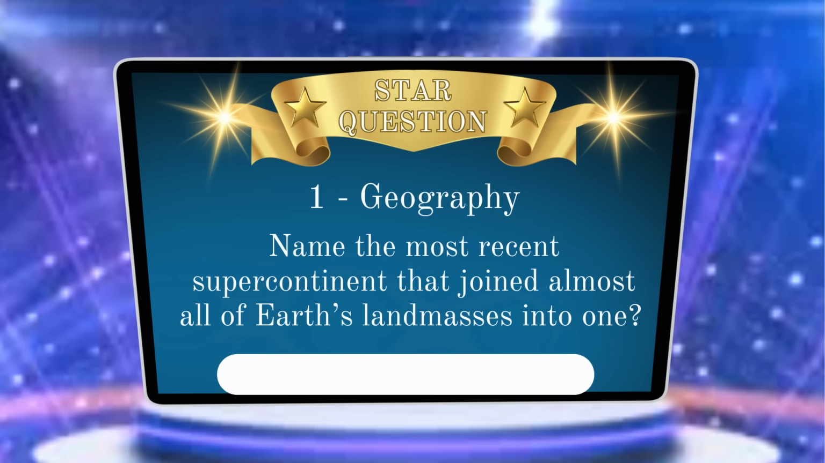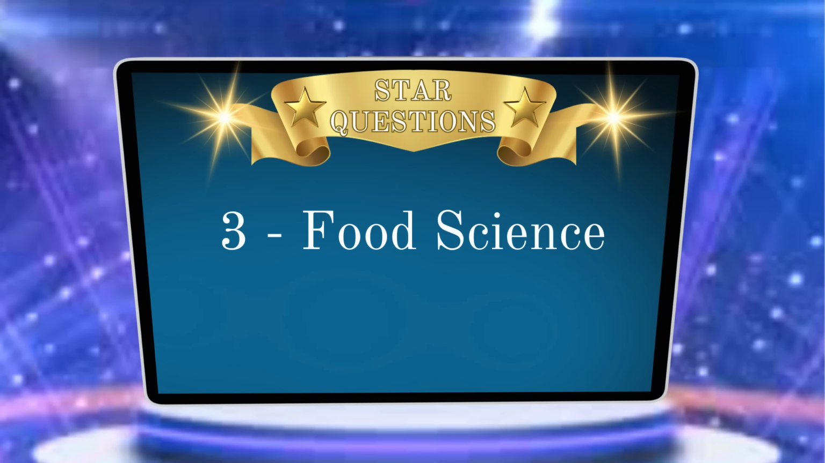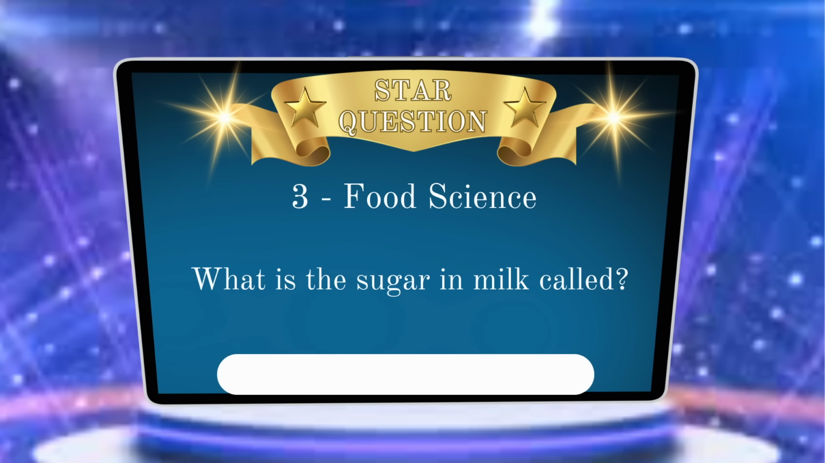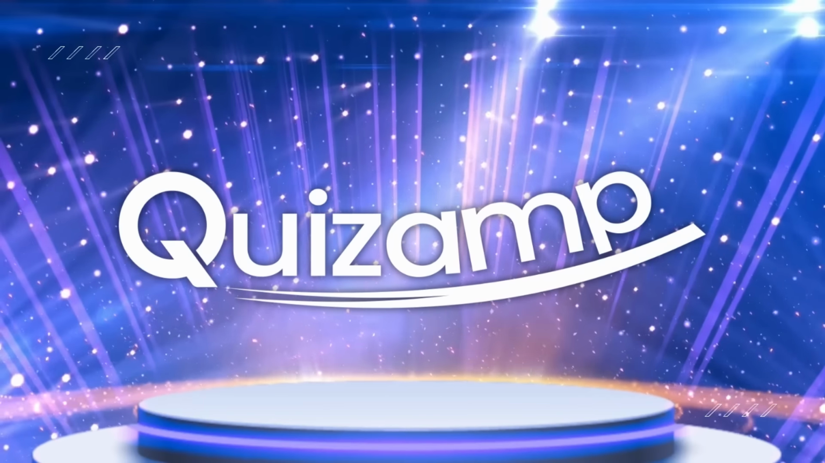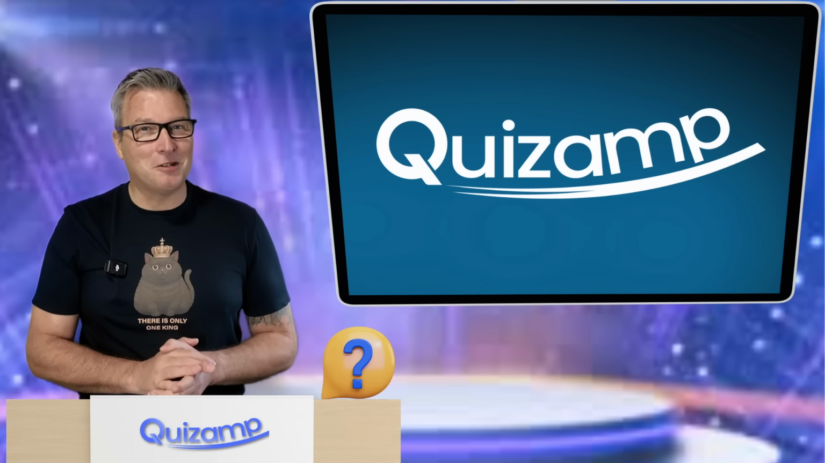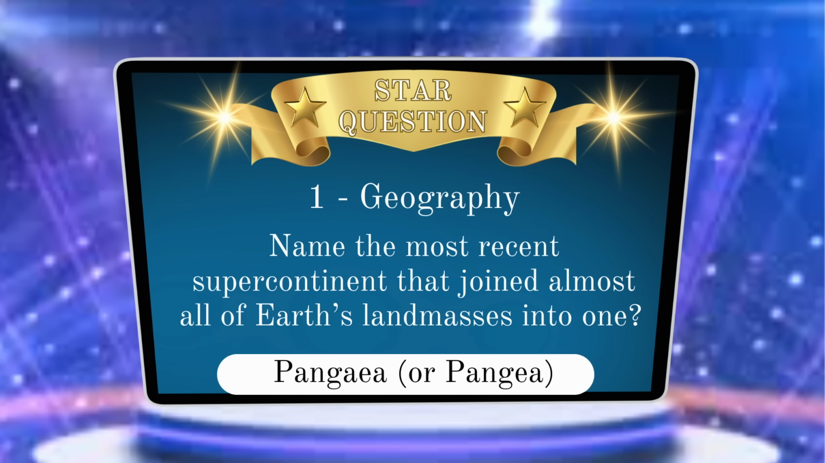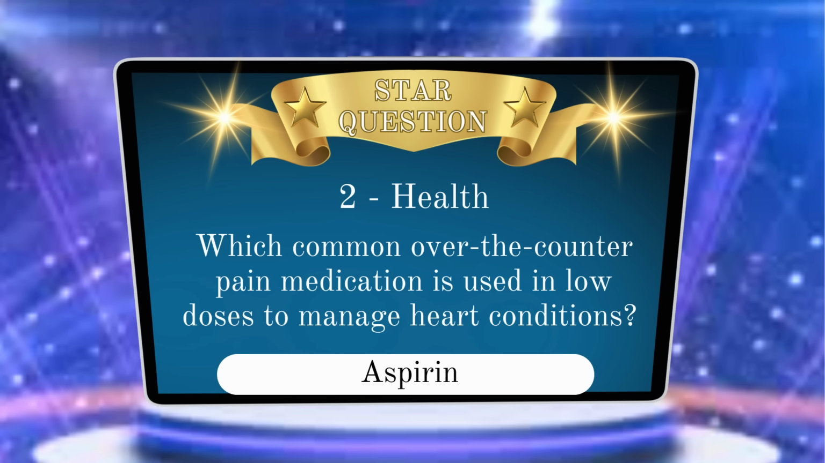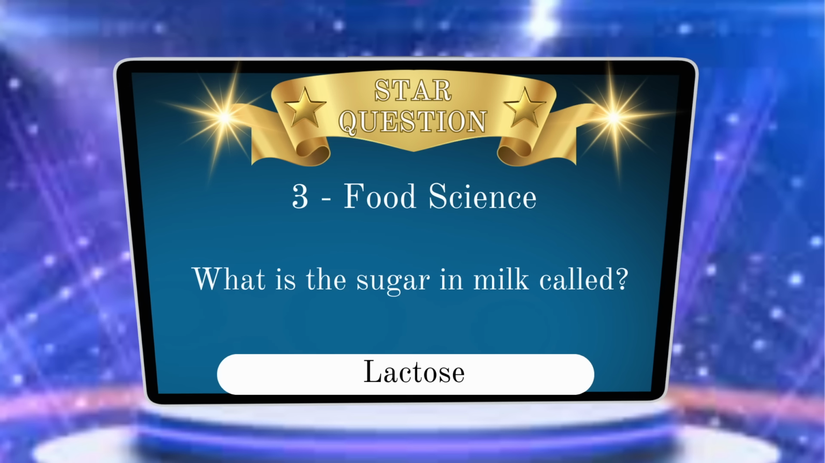Name the most recent supercontinent that joined almost all of the Earth's land masses into one. Which common over-the-counter pain medication is used in low doses to manage heart conditions? What is the sugar in milk called? So were they things that you knew? Let's check those answers and see. That supercontinent was Pangaea. That over-the-counter medication, aspirin. And the sugar in milk is lactose.